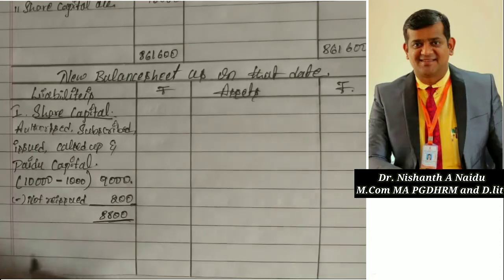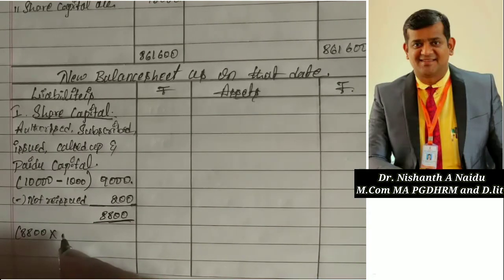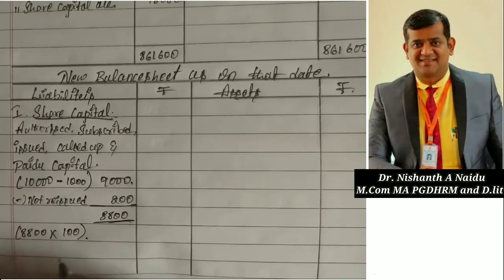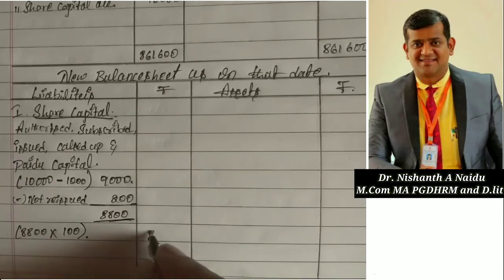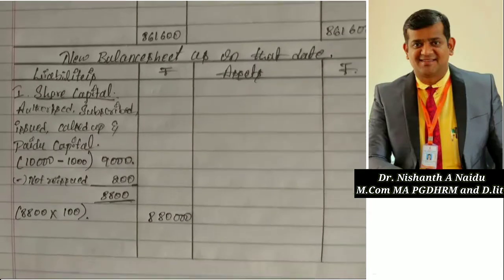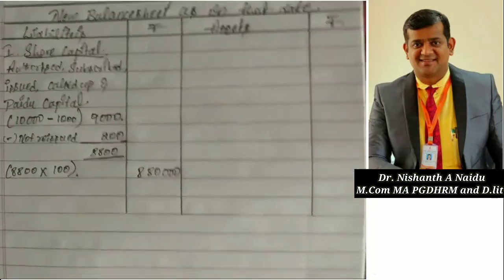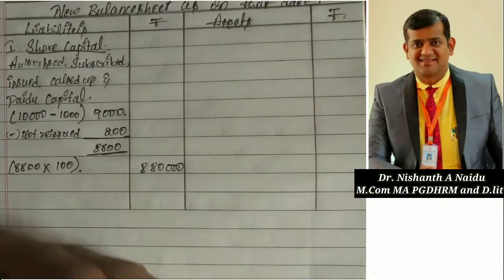So how many shares then issued? 8,800. You understood, right? So now calculate 8,800 into face value of the share, which is 100 rupees. So if you do this, how much are you going to get? 8,800 into 100, 8,80,000. Okay. So now next what we have to do? We have to calculate reserves and surplus.